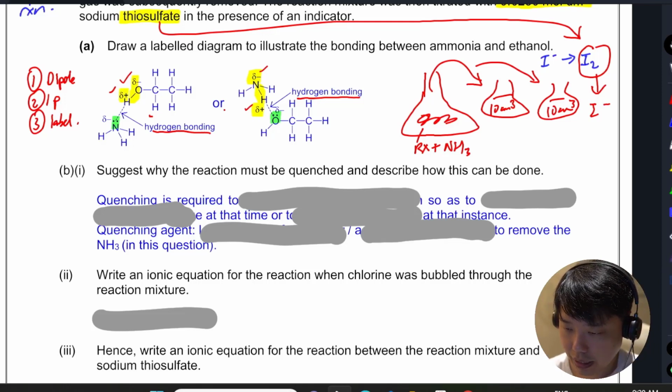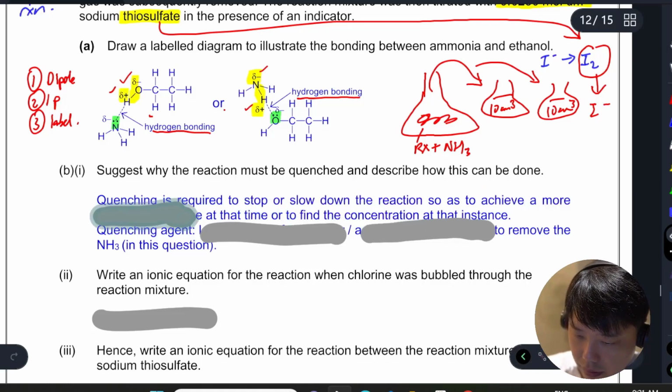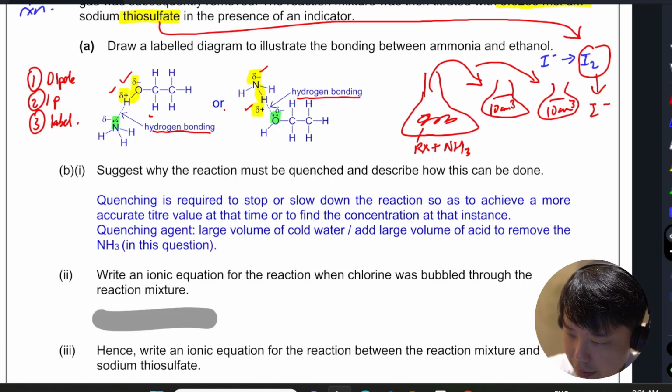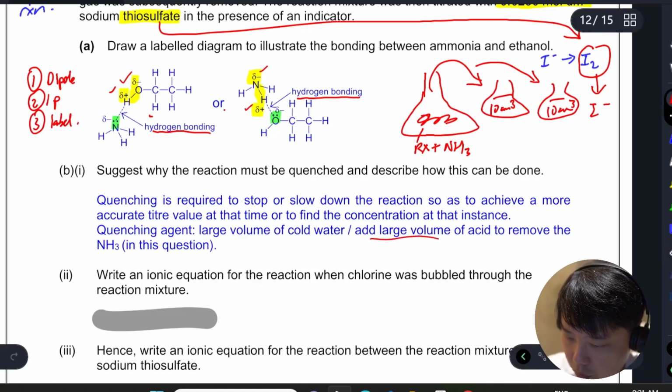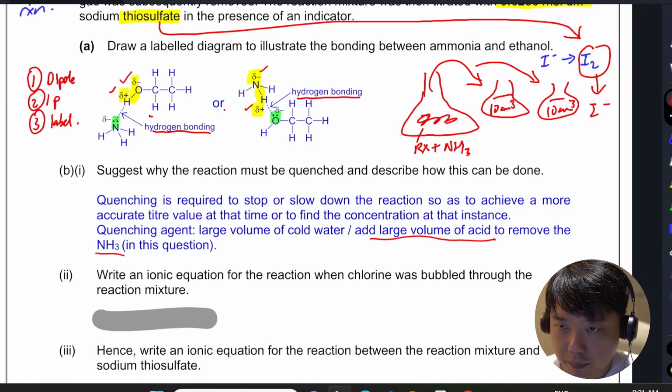Okay, so in this case, we can add in a large amount of cold water, and we can also add in a large volume of acid to remove one of the reactants. Okay, so the second way that you're doing this is basically to contextualize for this question itself.